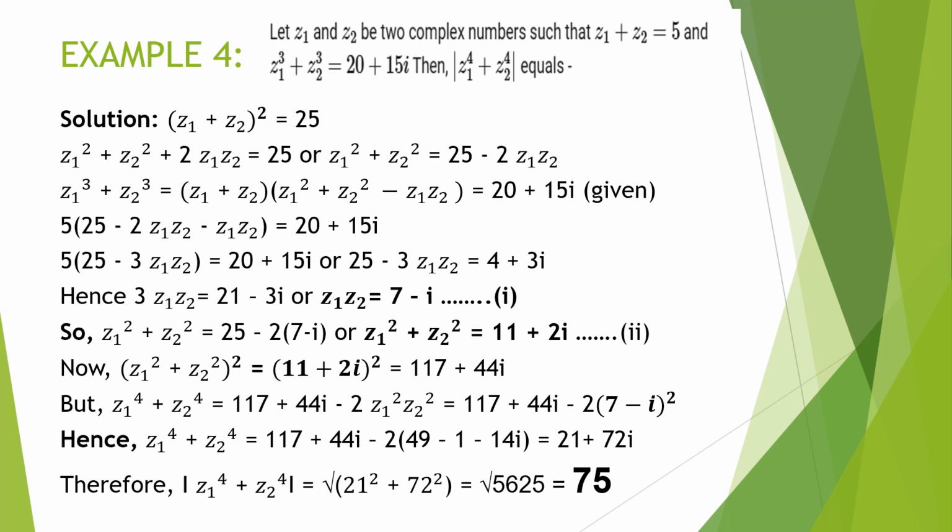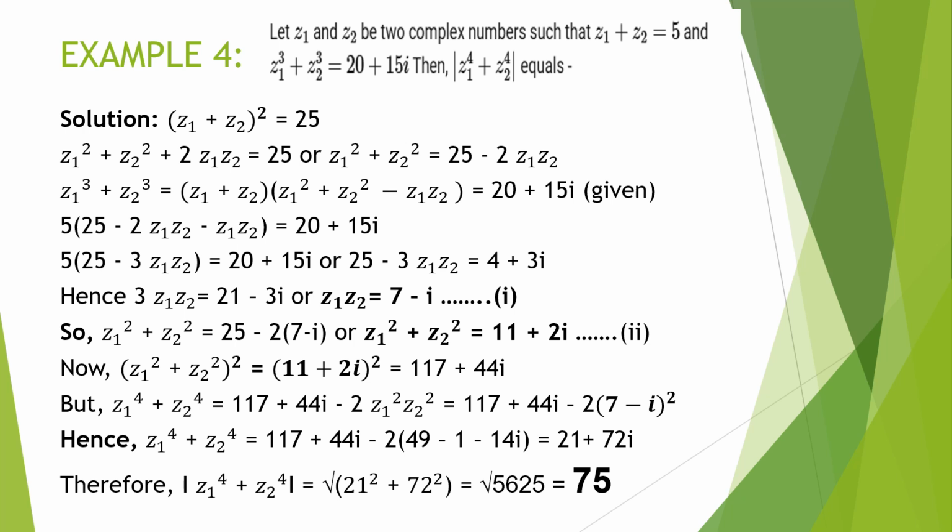So after simplification, what we get over here is 25 minus 3 z1 z2 is equal to 4 plus 3i, because we take out 5 common. So what we have is 25 minus 3 z1 z2 is equal to 4 plus 3i. So 3 z1 z2 is equal to 21 minus 3i, or z1 z2 is equal to 7 minus i. So from these two things which are given to us, we have found the value of z1 into z2, which is equal to 7 minus i.